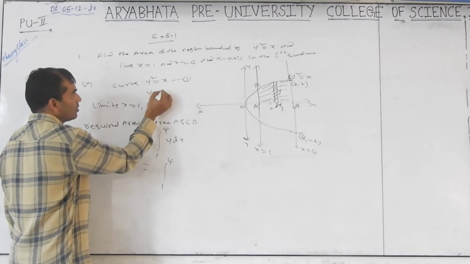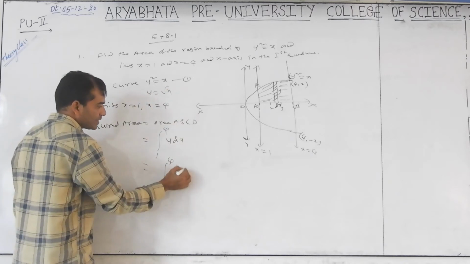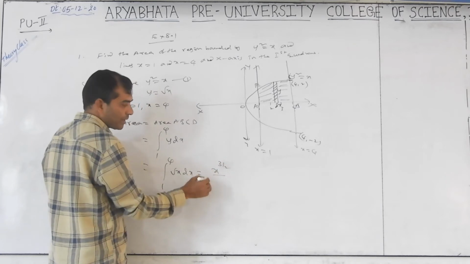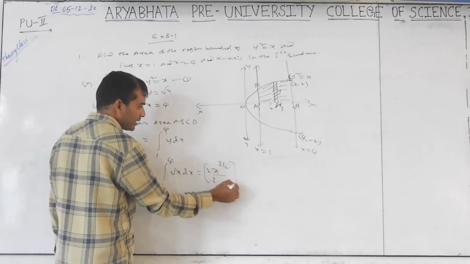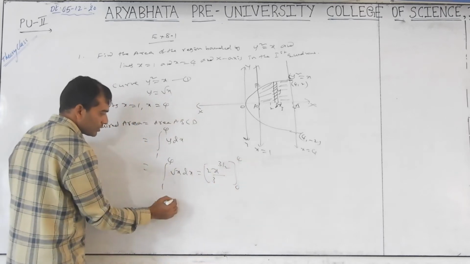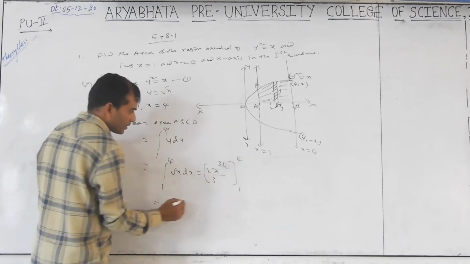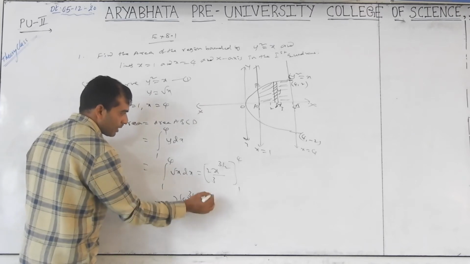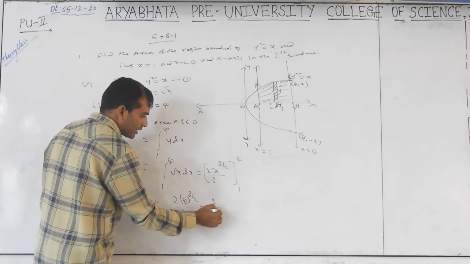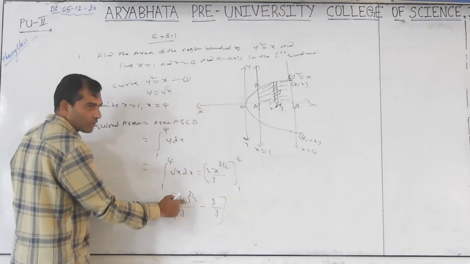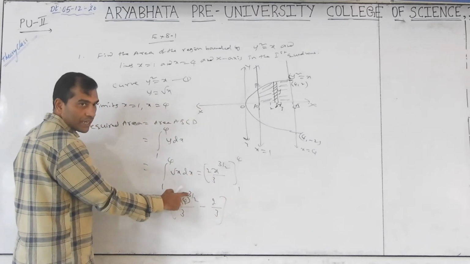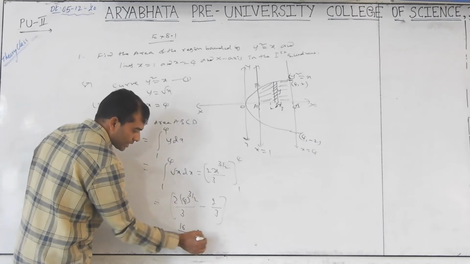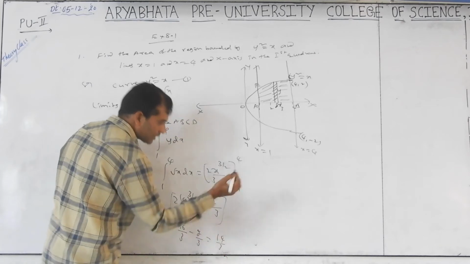What is y? y is equal to root x. So root x dx. Find the integration: x power 3 by 2 divided by 3 by 2 is 2 by 3, with limits 1 to 4. So 2 into 4 power 3 by 2 by 3 minus x is 1, 2 by 3. This is 2 square, get cancelled. 2 cube is 8, 8 into 2, 16 by 3 minus 2 by 3, which is equal to 14 by 3.